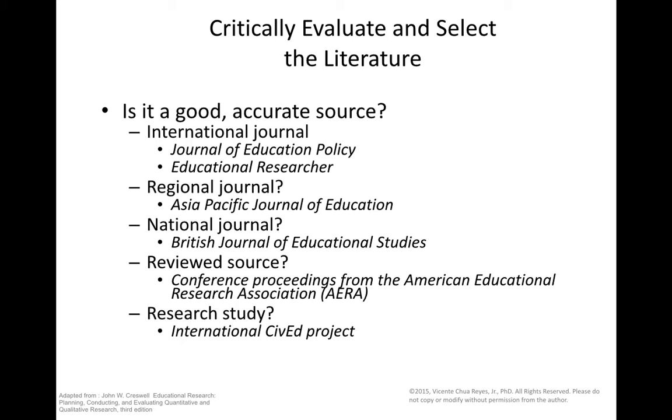When we take a look at international journals, these are some examples of really highly reputable journals: the Journal of Education Policy, Educational Researcher. If you take a look at regional journals, the Asia Pacific Journal of Education is an example of this. If you take a look at a national journal, the British Journal of Education Studies is a good example. Reviewed source, usually the conference proceedings from the American Educational Research Association are highly rated. And when you take a look at the research studies, we can look at the International CIVED Project, which is one of the landmark studies in the area of civics education. These are examples of good and accurate sources.